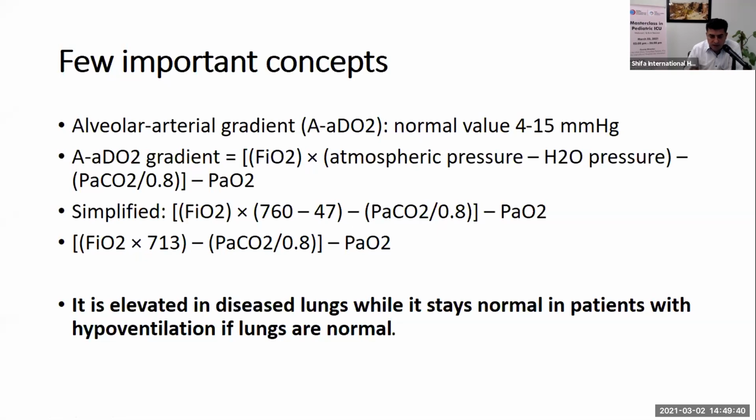So what is the clinical implication of the A-a gradient? It is increased in patients who have diseased lungs, while it stays normal in patients who have hypoventilation, especially where the lungs are normal. So in patients who have type 1 respiratory failure, where most of the causes involve ventilation perfusion mismatch, the A-a gradient will increase. And it's very simple to calculate. If you have an arterial blood gas, you can simply calculate the A-a gradient.